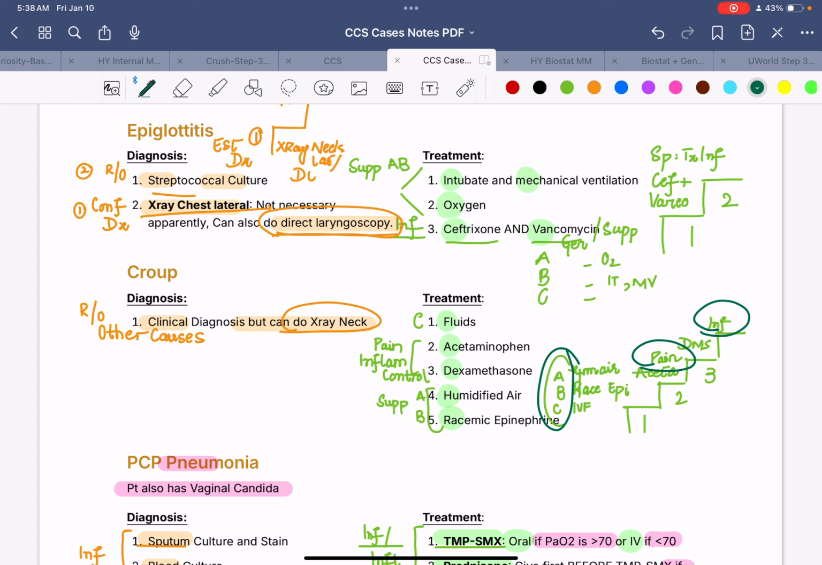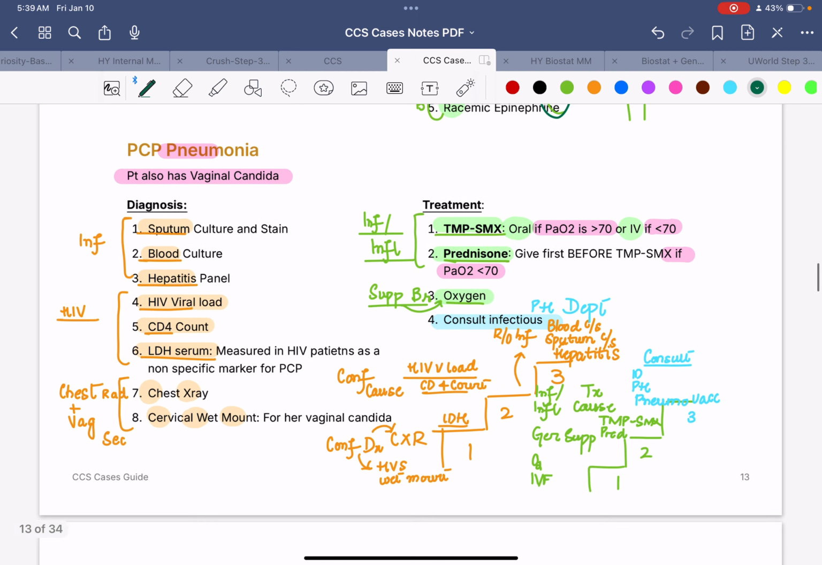Along with, to support the breathing, give him humidified air and racemic epinephrine. That is going to make breathing easier. Next on, for the pain control, you can give acetaminophen, and for the infection or inflammation control, giving dexamethasone, right? Okay, then we have PCP pneumonia.